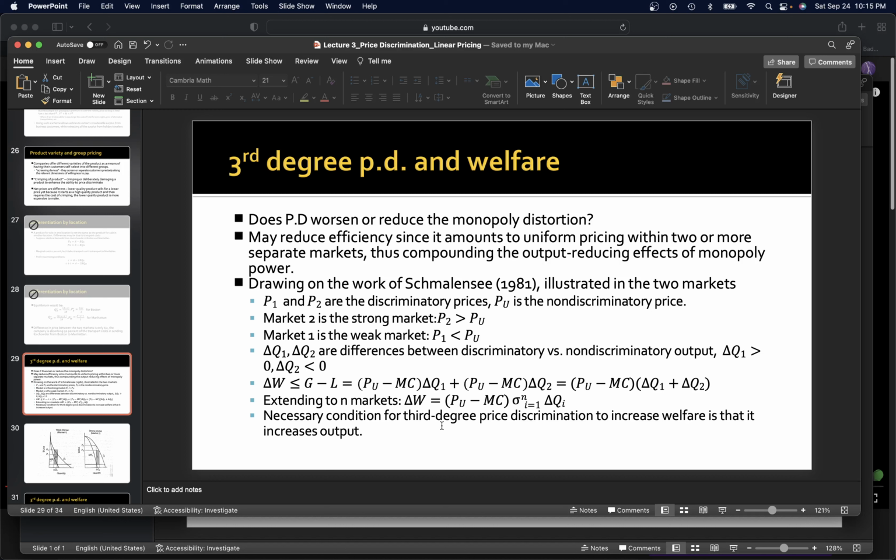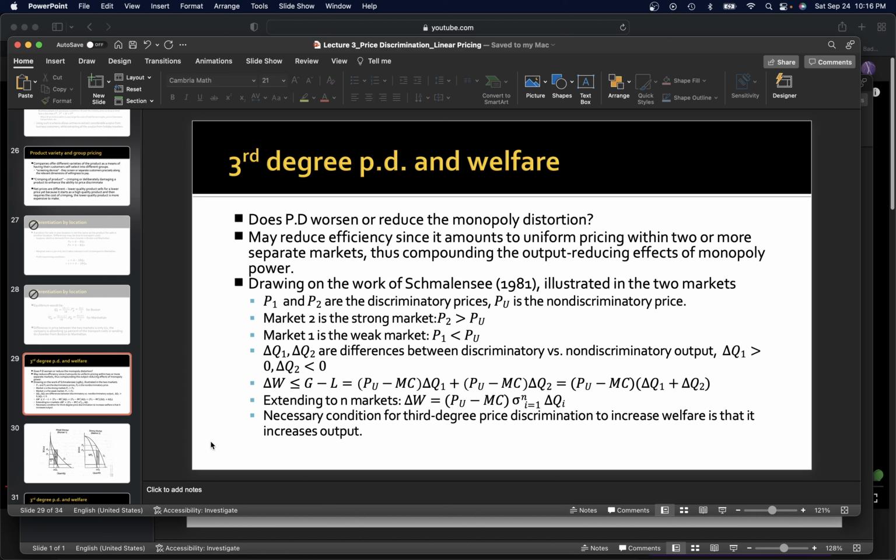To increase welfare is that it increases output. Okay. So even in this sort of biased measure, the welfare gain will be positive if the change in quantity is greater than 0. And that result you'll see over and over and over again.